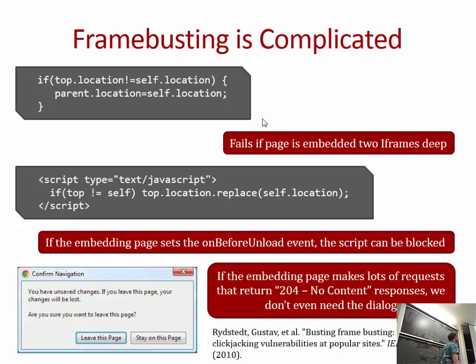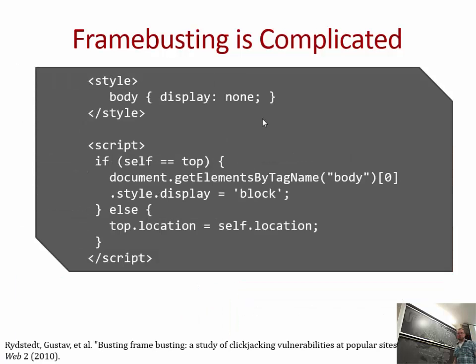Or if you have your embedding page make a lot of requests, then they're automatically going to get a 204. Oh, if they get a 204, no content, you don't have any data. So this is a big cat and mouse game again, like everything else in security. This seems to be a pretty robust way of doing it.